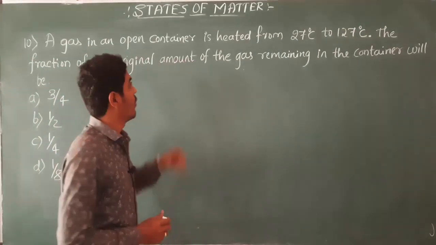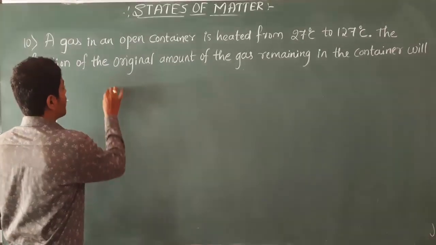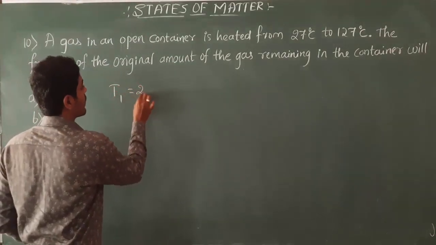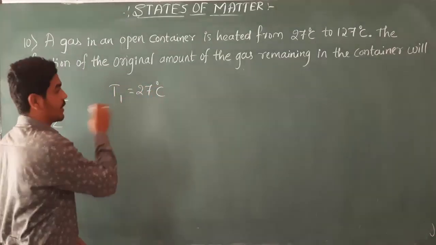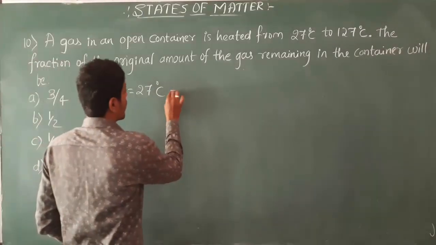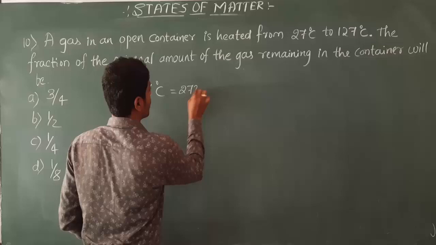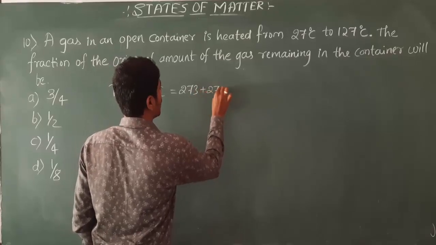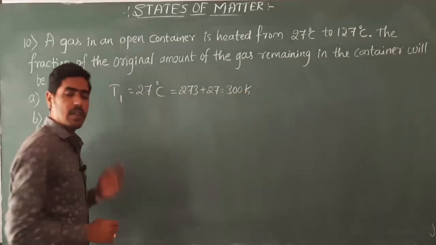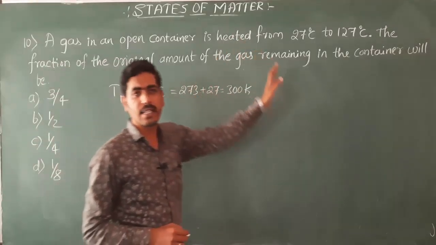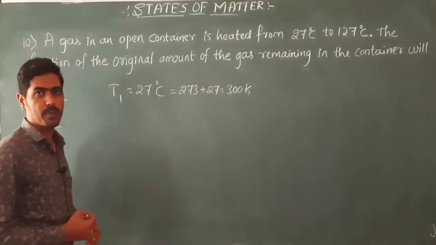Okay, so first write down what they have given. Initially the temperature is how much? 27 degree Celsius. Let us call it as T1 and convert this into Kelvin. How you will convert that? 273 plus 27 will give 300 Kelvin. Okay. Whenever the temperature is given in degree Celsius, you have to convert that into Kelvin while solving the problems.